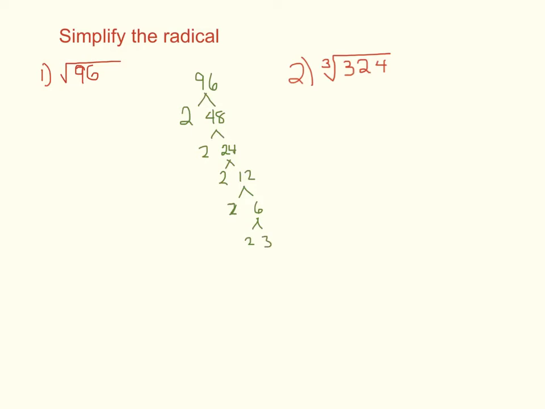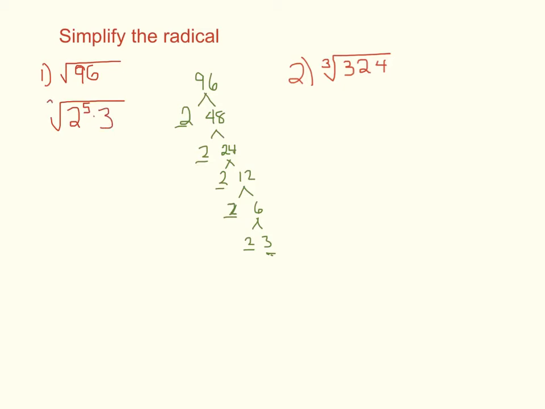Now take a look at this. How many 2's do we have? We have 1, 2, 3, 4, 5. We have 5 2's and 1 3. So when we go to write this prime factorization, we are going to have 2 to the 5th times 3.